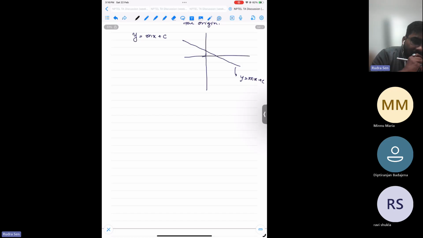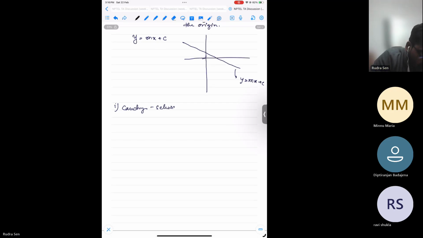So there are three types of inequality or equality, you can say. The first one is Cauchy-Schwarz inequality. What it says is the absolute value of the inner product.